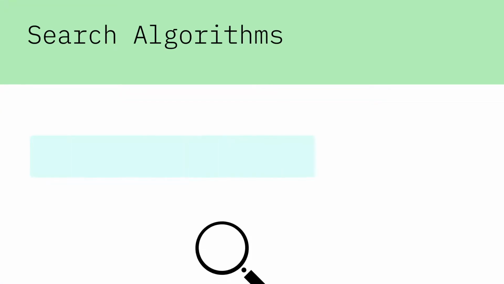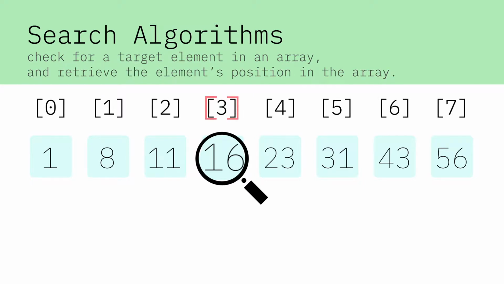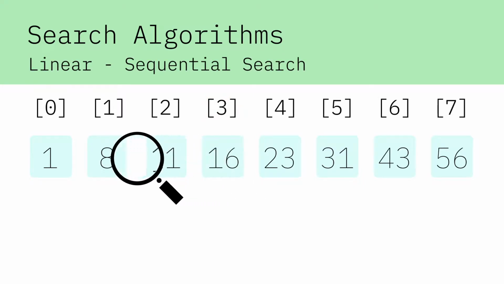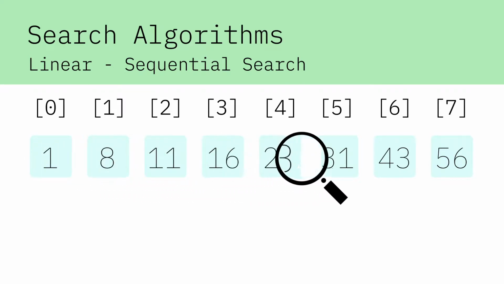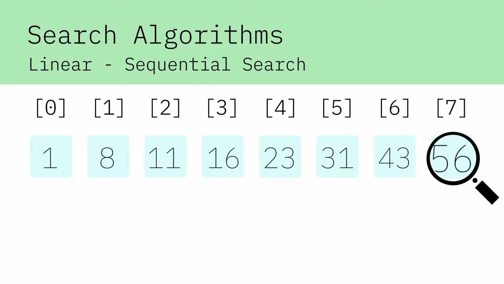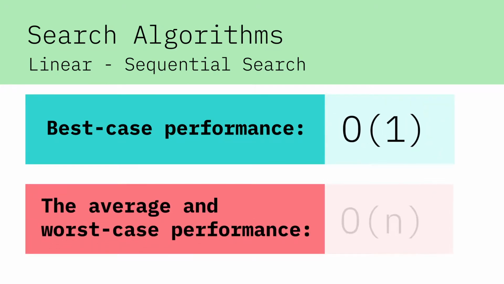You can use search algorithms to check for a target element in an array and retrieve the element's position in the array. Linear or sequential search algorithms examine each element in the array in sequence, working from the beginning of the array to the end in a linear fashion. The best case performance of a linear search is O(1). The average and worst case performance of a linear search is O(n).